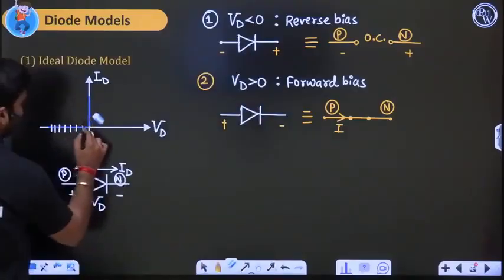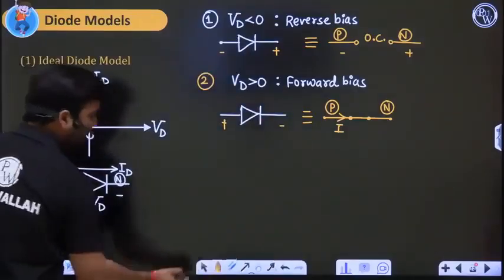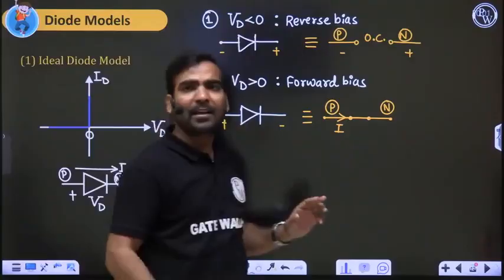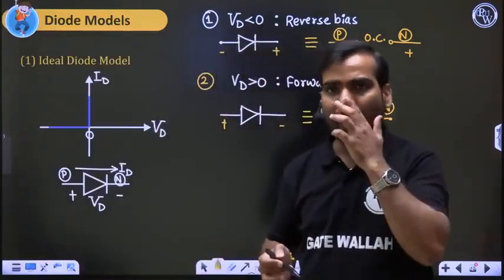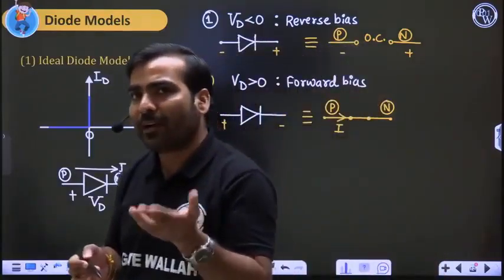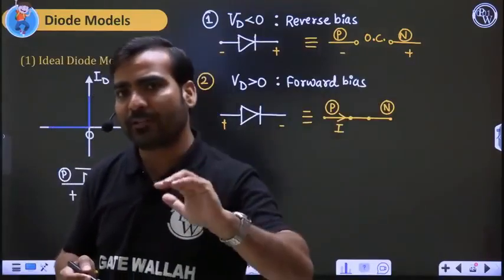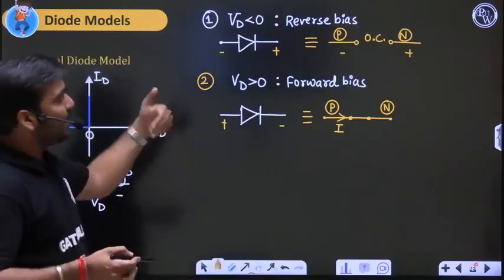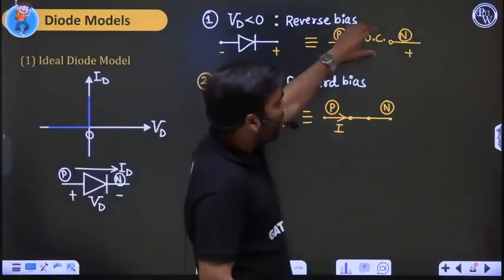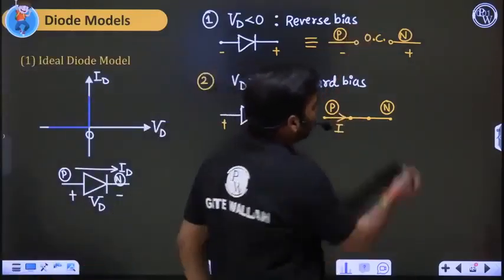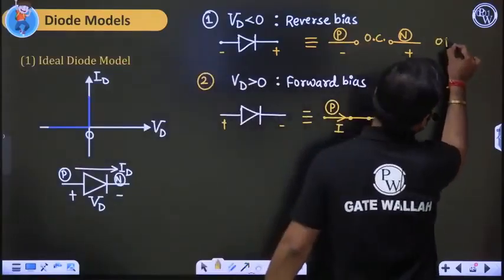So what is the meaning of this zero we are comparing? It is a cut-in voltage we can say, because we are comparing with zero. What is the meaning of that? When the voltage across the diode is greater than zero, the diode is on. Less than zero, the diode is off. So here it is an open switch, and here a closed switch. Meaning this is the off condition.